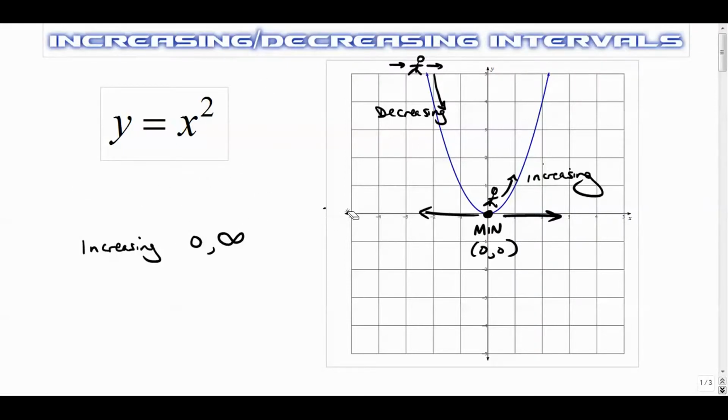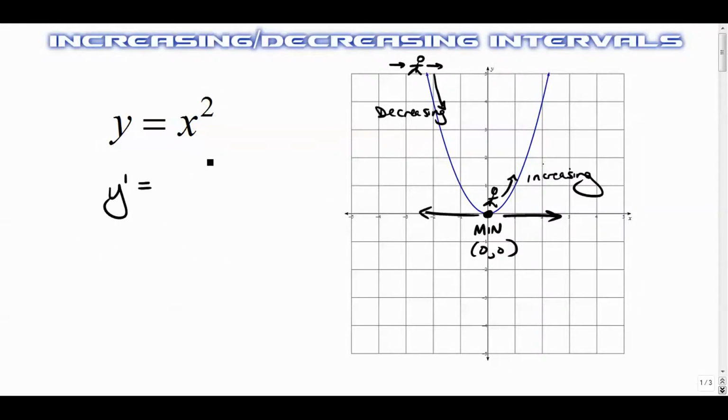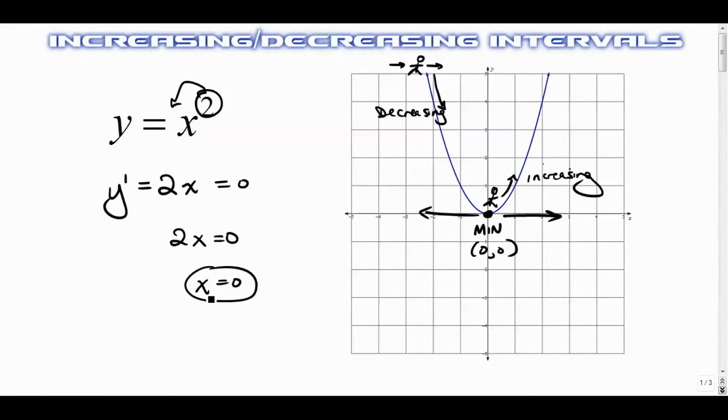But if you wanted to do it using calculus, you'd have to find your derivative. So the derivative says, take that number, multiply it by the thing in front, rewrite your x, and reduce your exponent by 1. So that's your derivative, right? That tells us the slope of a graph at any point. Set that equal to 0 and solve it. So 2x is equal to 0, x is 0. That's our potential critical point.